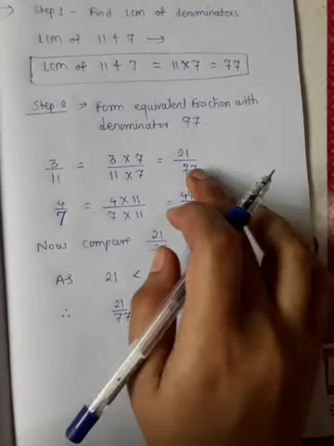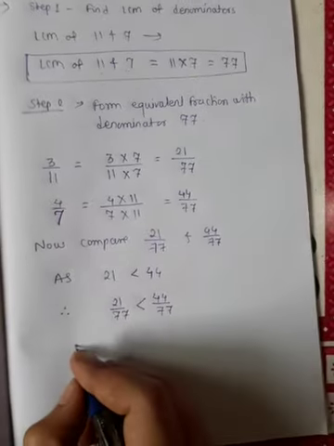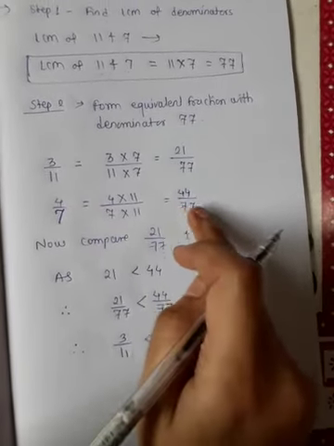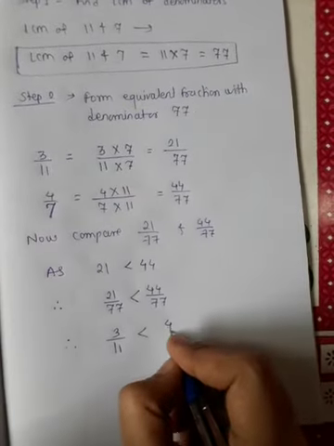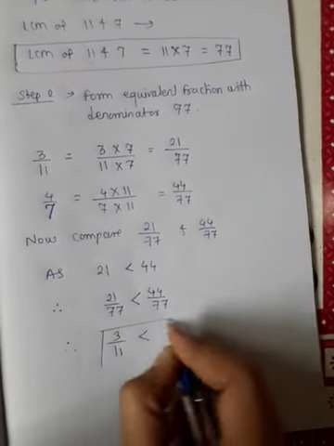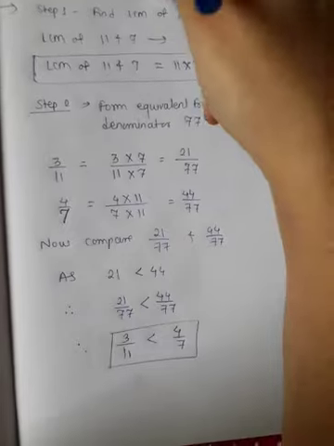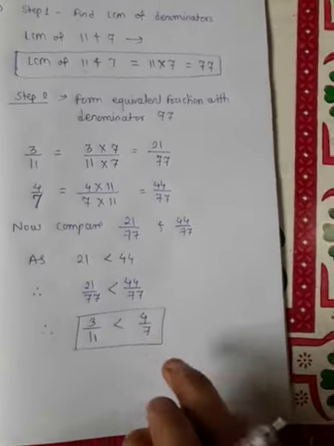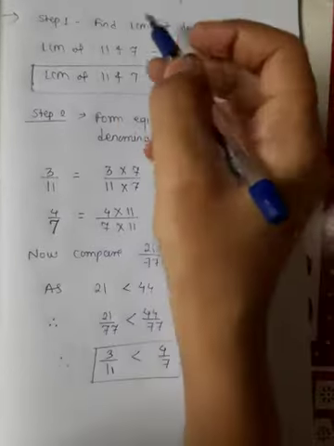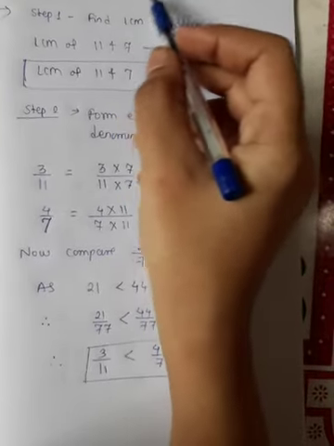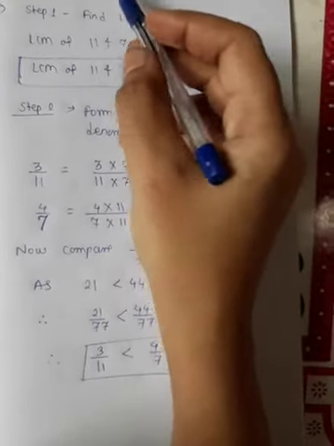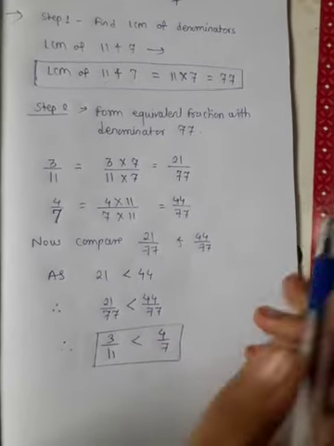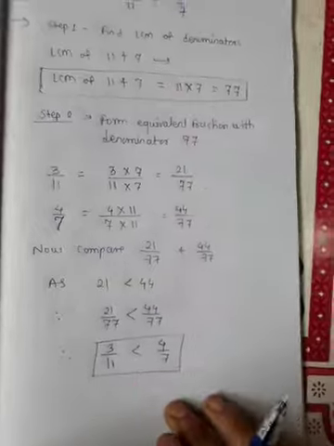So 21 by 77 is nothing but 3 by 11, and 44 by 77 is nothing but 4 by 7. So here we have compared the given fractions. 3 by 11 is smaller than 4 by 7. Whenever we have to compare these two fractions, we must find their equivalent fractions, and after that we can compare the given fractions.